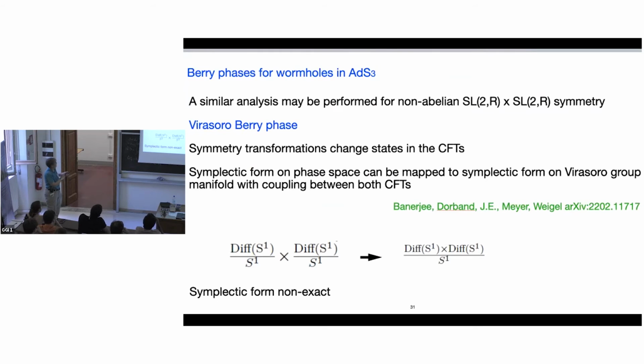The symmetry transformation now changes the states in the CFT. The symplectic form on the phase space can be mapped to the symplectic form of the Virasoro group manifold with a coupling between both CFTs. And again, we see the same pattern that I'm advocating: the possibility of having this mathematical structure relies on having a symplectic form.